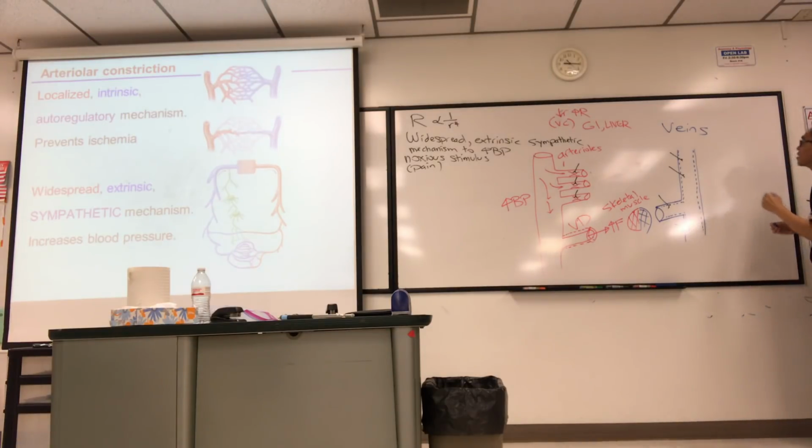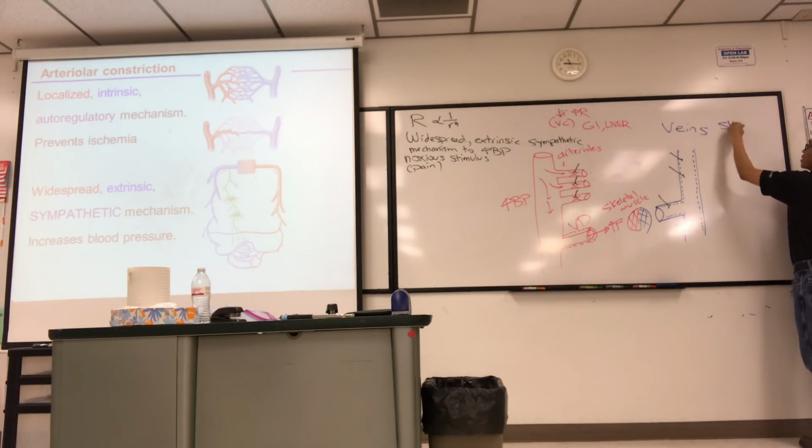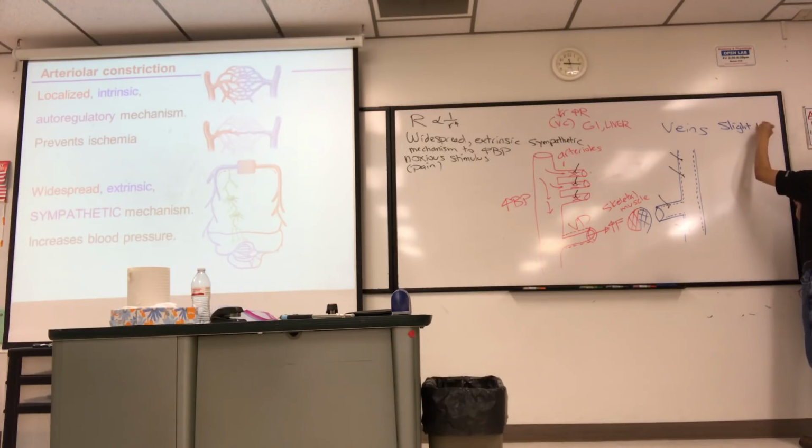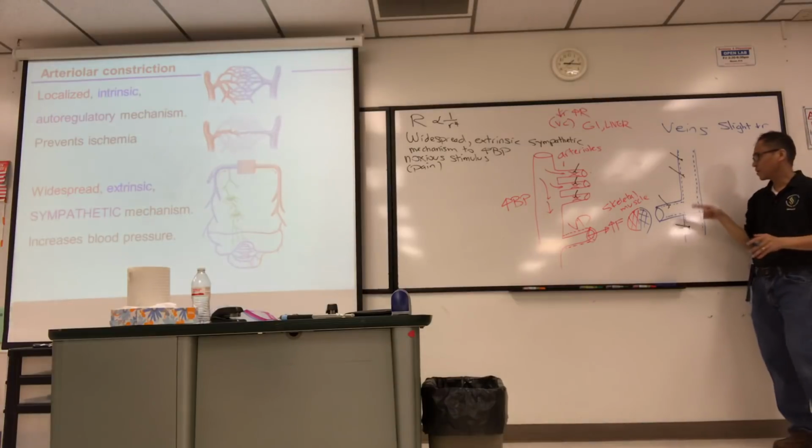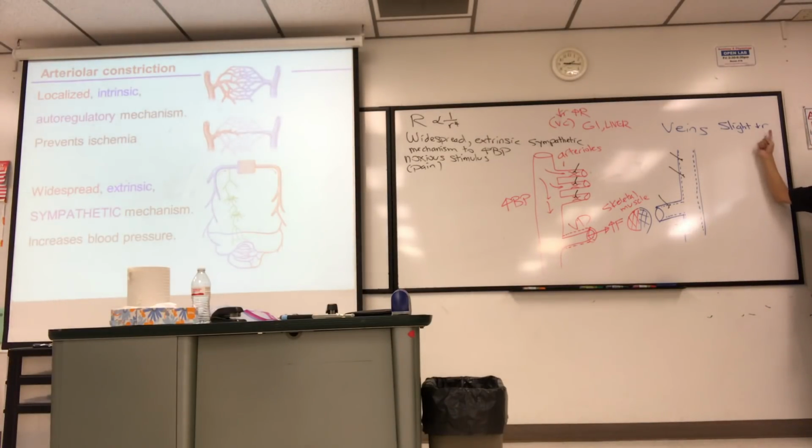For veins, you have a slight reduction in radius. And usually the rule is you decrease radius, you increase resistance. However, because you're affecting it differently, this slight decrease in radius has no effect on resistance. So slight decrease there, no effect on capital R. Okay.